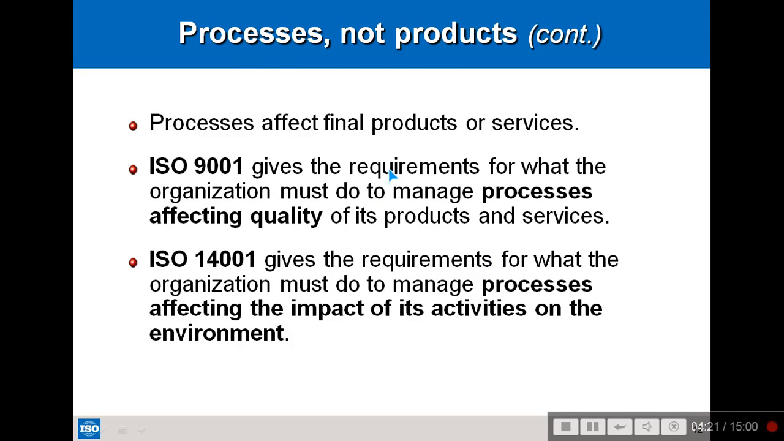Processes affect final products or services, and ISO 9001 gives the requirements for what the organization must do to manage processes affecting the quality of its products and services. ISO 14001 gives the requirements for what the organization must do to manage processes affecting the impact of its activities on the environment.